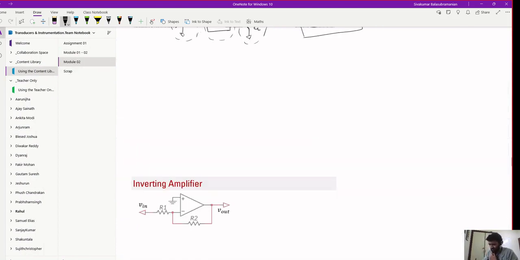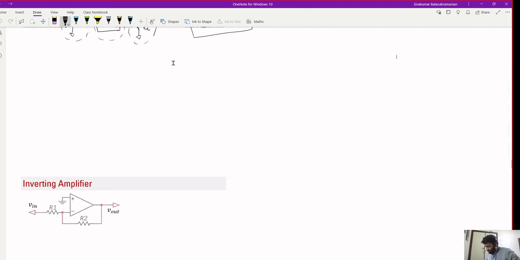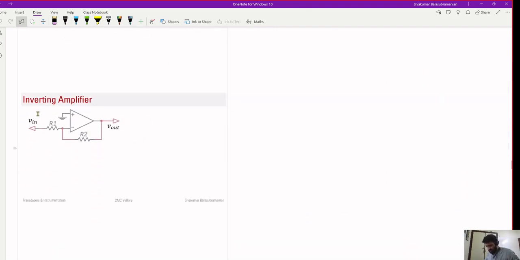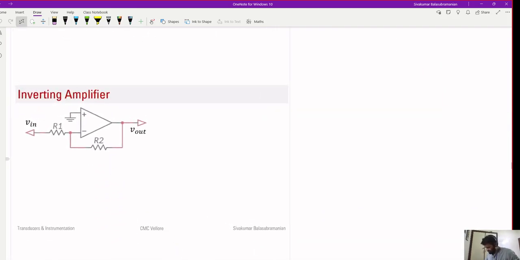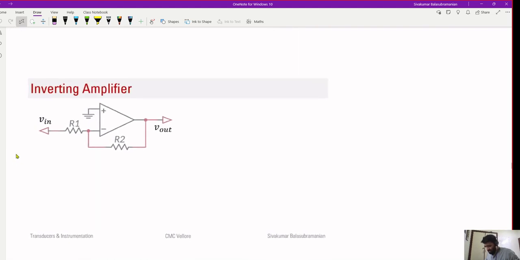Let's continue. We'll now look at another common circuit that is used. This time, I'll let you derive the input-output relationship. This is called the inverting amplifier, and the connections here are slightly different. In the previous case, the input was connected to the positive terminal, and this end of R1 was grounded. But now we've grounded the positive terminal of the op amp, and the input is now given to the other end of R1.